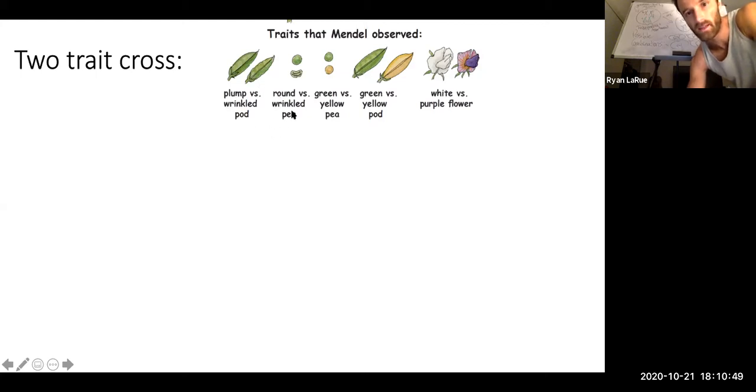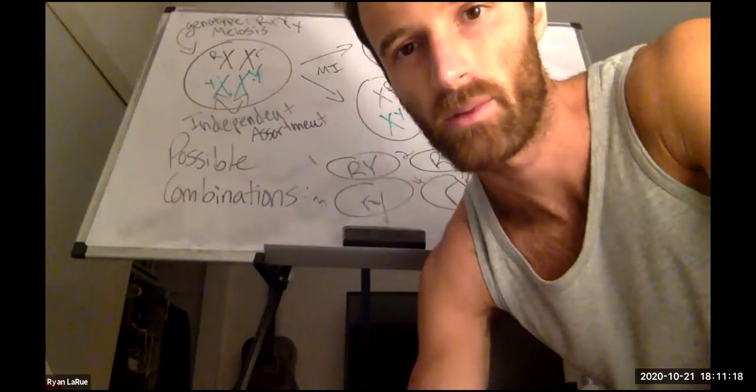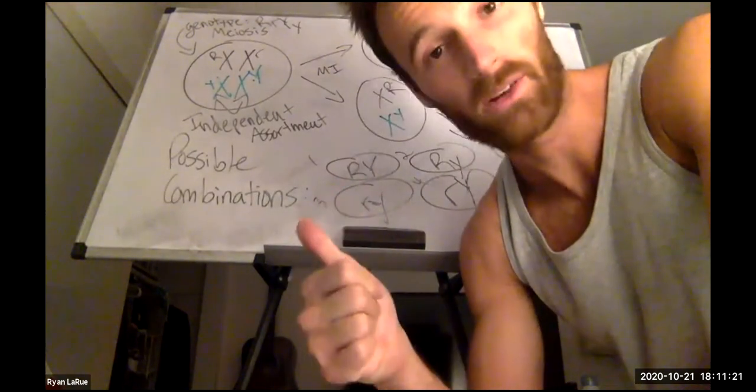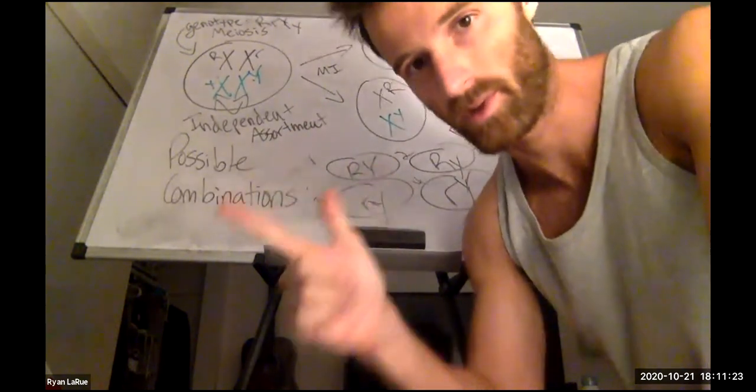Sorry, round versus wrinkled. Those are pods, just ignore that. We're gonna do these two here. We're gonna do the peas themselves. This was just Mendel, a picture I took. Pea shape, round versus wrinkled, okay? And then we're also gonna cross it with pea color, two genes at once. Okay, so we're gonna do color, green or yellow, and shape, round or wrinkled.